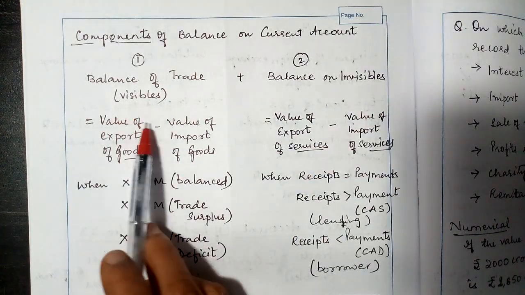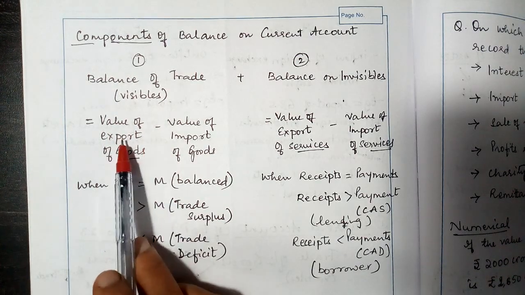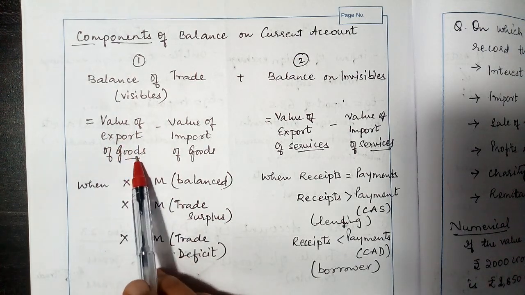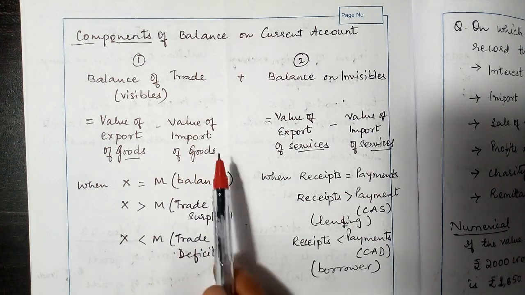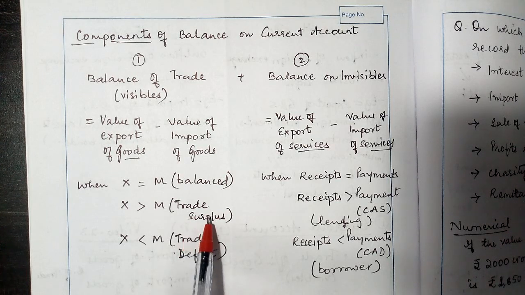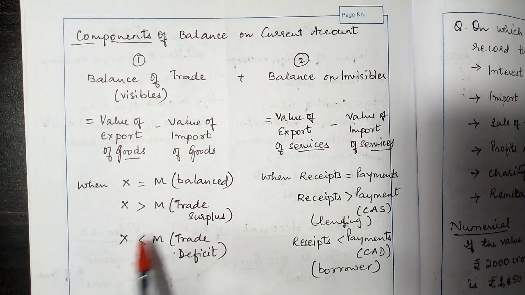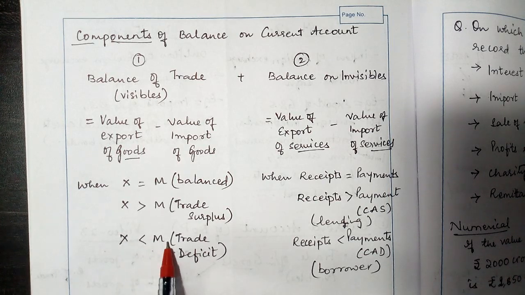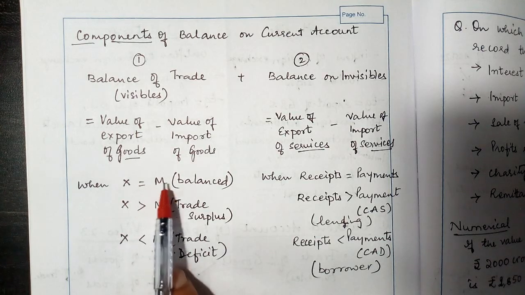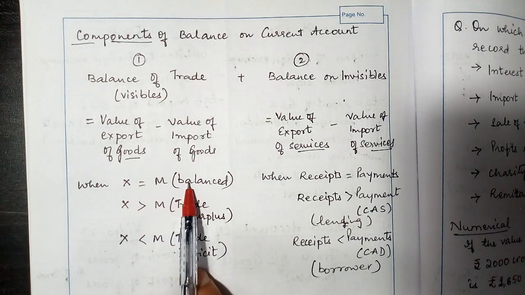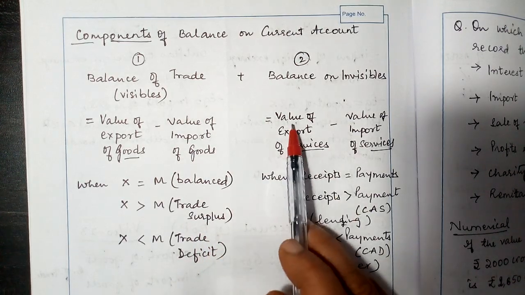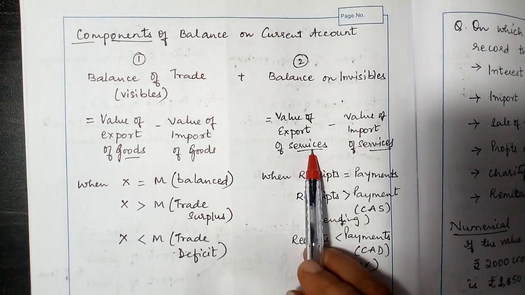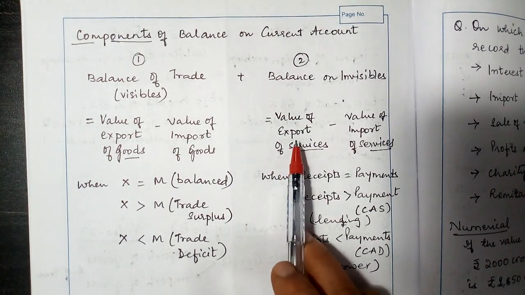Now on the goods side, when the value of export of goods is more than value of import of goods, then it is trade surplus. When export of goods is less than imports, it is called trade deficit. When both are equal, it is a balanced one. Balance of trade.